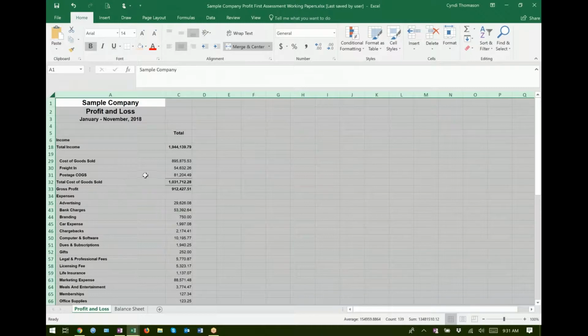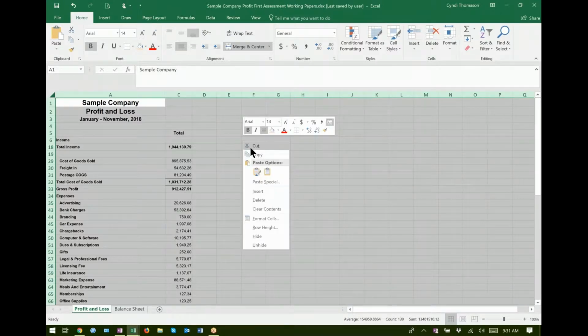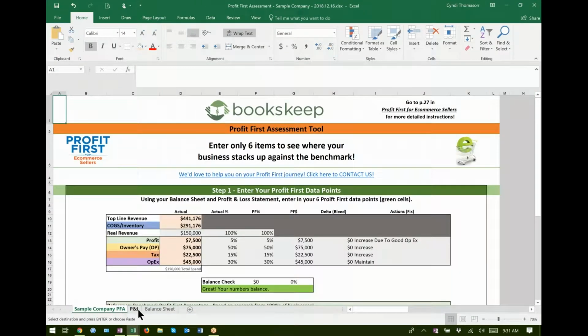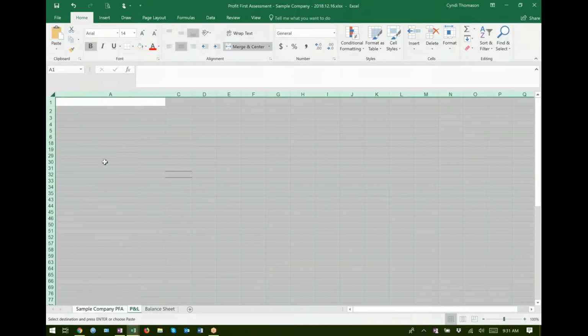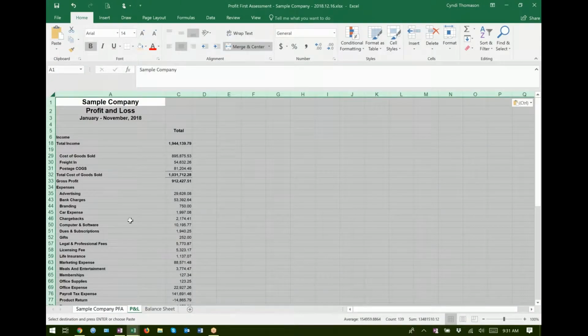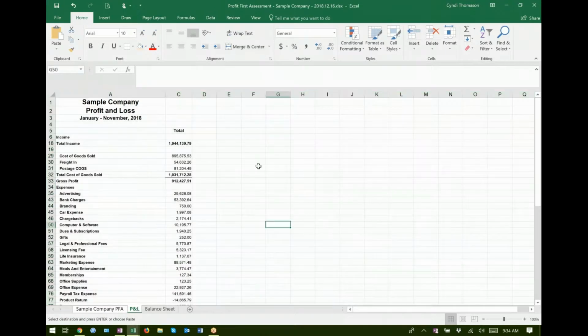I want to show you how easy it is just to copy that information from your download from QuickBooks Online over into our tool. You simply want to select in the corner, and that'll select everything in your workbook, and we're going to copy that information over into the P&L tab. So everything is right there for you.